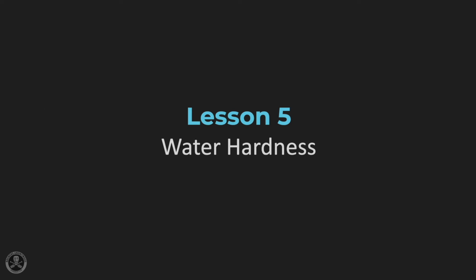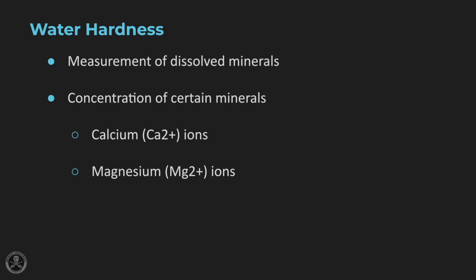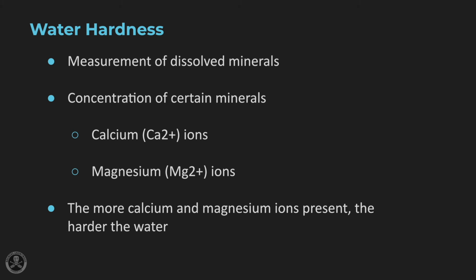And in this lesson, we are discussing water hardness. When we are talking about water hardness, we are talking about the measurement of minerals dissolved in the water. What makes water defined as hard is our main question here. Well, in very basic terms, the concentration of certain minerals in our water is what constitutes the hardness, primarily calcium and magnesium. The more of these ions that are present, the harder the water.